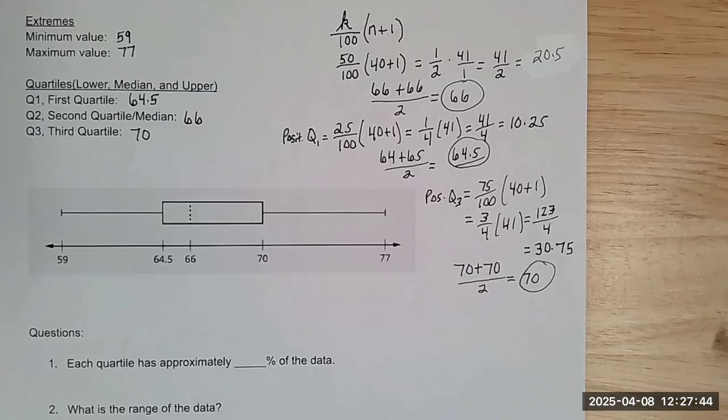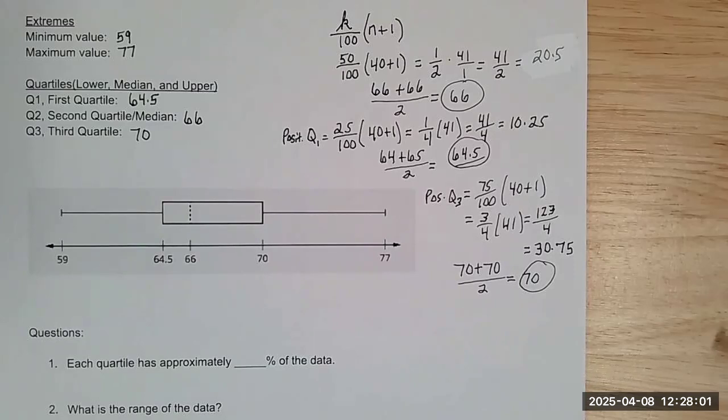59. Sweet, we did it. Okay. We said the biggest value should be 77. Sweet. We said that our Q1 should be 64.5. That should be the edge of this box. And it's at 64.5, nicely done.